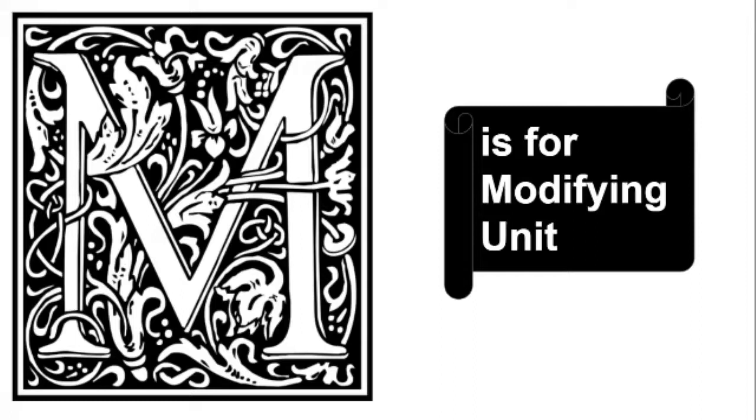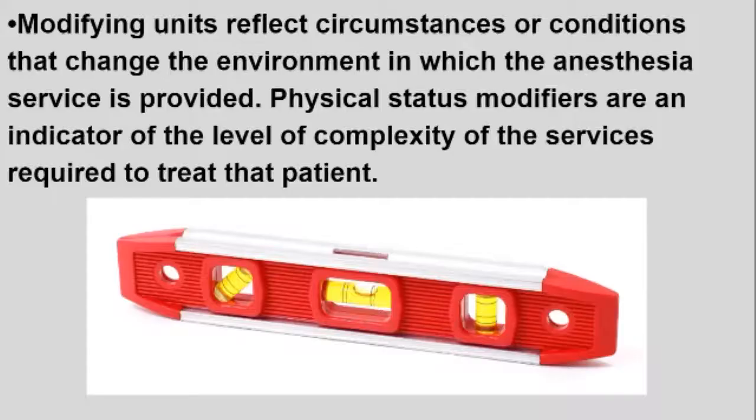M is for modifying unit. Modifying units reflect circumstances or conditions that change the environment in which the anesthesia service is provided. Physical status modifiers are an indicator of the level of complexity of the services required to treat that patient.